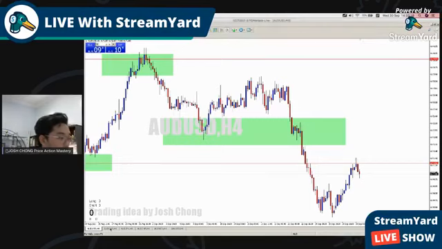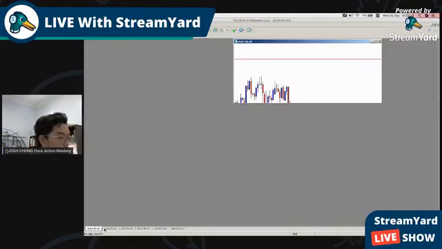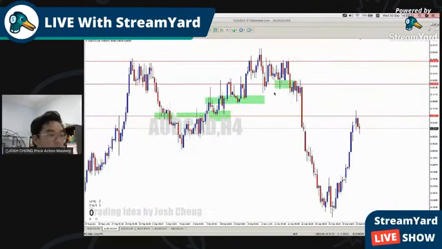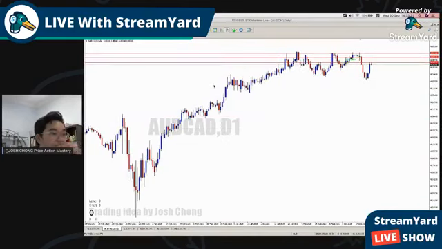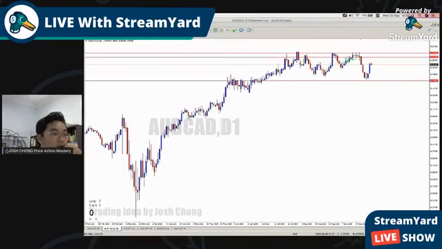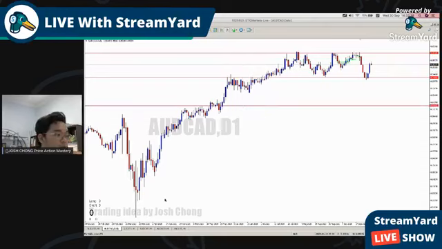Okay, so next will be AUD CAD. Mostly the same. I would say that the market is in a big range. For AUD CAD, the market wanted to play in the range, somewhere like here. So a range market is better to sell at the top and buy at the bottom.